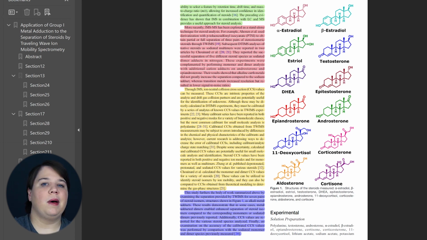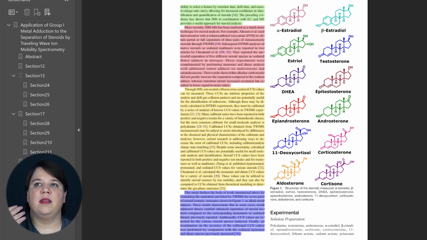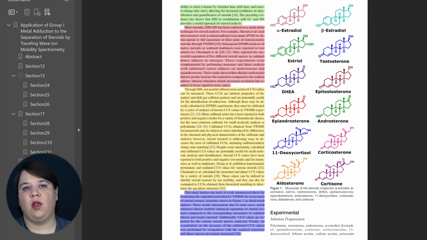So I basically talk about my two major findings: that we were able to separate out some steroids using metal adduction, and then we found really good agreement with collision cross-section values that have been previously reported. Those are the two main conclusions that came from this paper, and so that's what I'm including in here as a part of this study. I'm also telling them about the specific steroids I'm looking at, and I have a figure here that goes along with it that you can see in the right-hand panel.